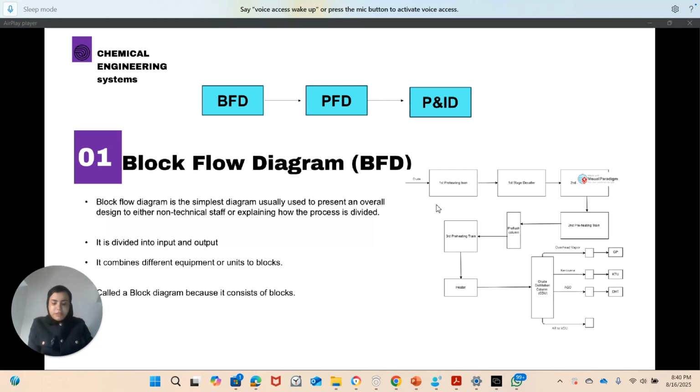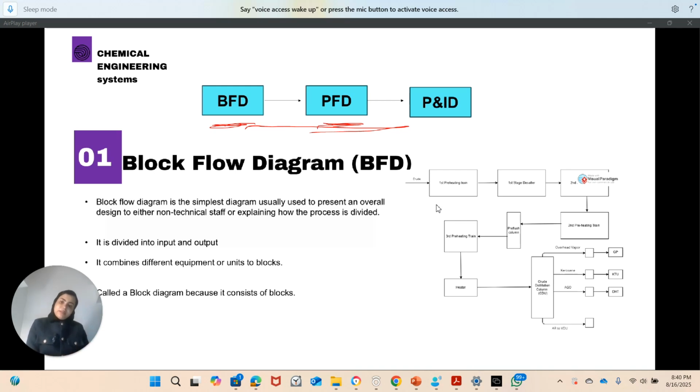So we will start the session with the diagram that I have illustrated here on the top right, which shows you the block flow diagram. The block flow diagram is the simplest form of diagram that you have. It consists of a series of blocks. It's a very simple diagram that gives you a very good generalized understanding. And then a more detailed diagram after the block flow is known as the PFD, or the process flow diagram.